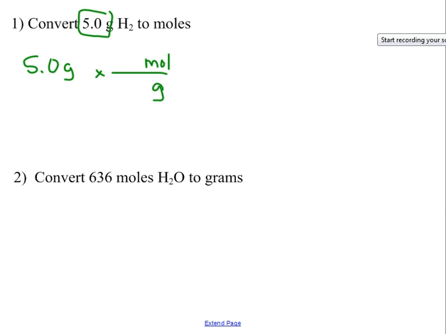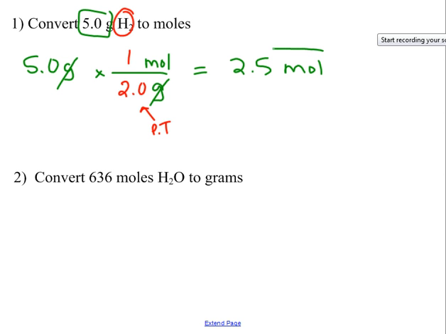And when you're doing these conversion fractions, you're always going to have the number 1 next to the mole. And then the number down here is going to come from the periodic table. So hydrogen, if you add up the molar mass from hydrogen in the periodic table, it is 2.0. And we're going to round those molar masses to the nearest tenth. So this becomes simply 5 divided by 2, which is 2.5. Okay, grams cancel, leaving us with a unit of moles.